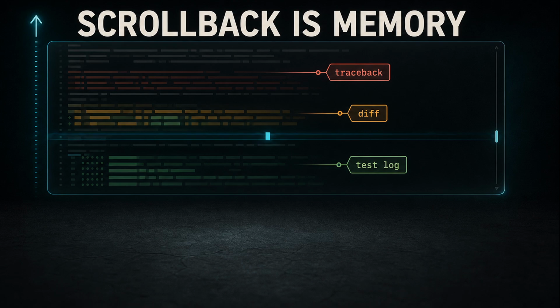Copy mode lets you search backward, copy the exact traceback, or find the moment an agent changed direction. That is useful when the diff looks surprising, and you want to know why it made that choice. It is not a substitute for Git history or logs, but it is the closest thing to a live operations notebook for the terminal session.